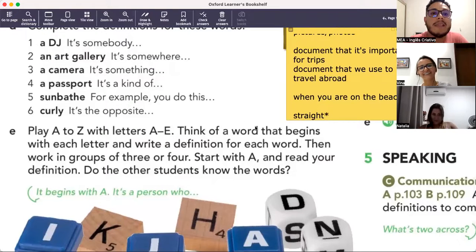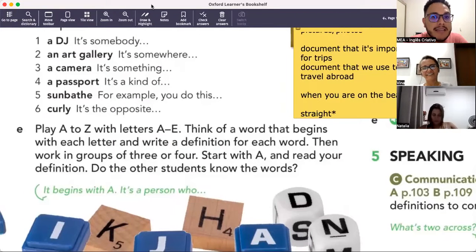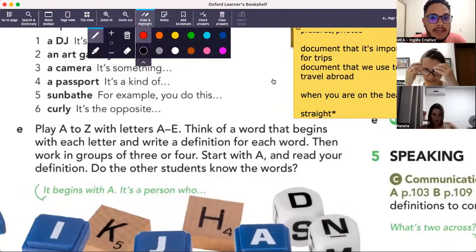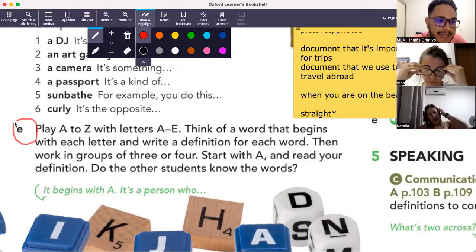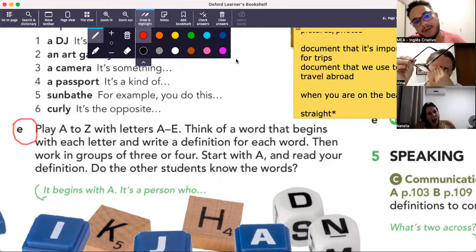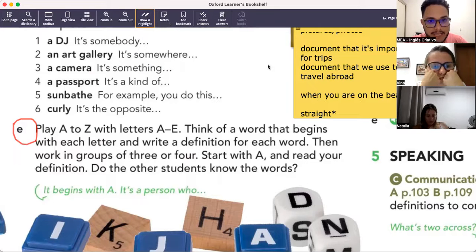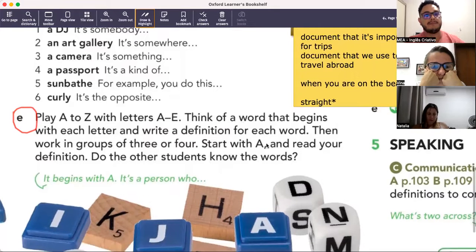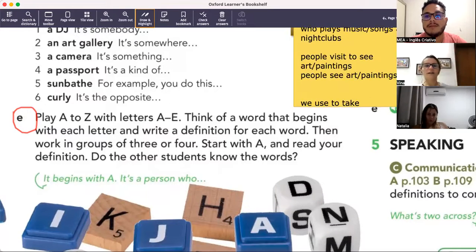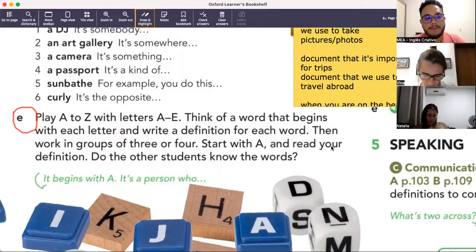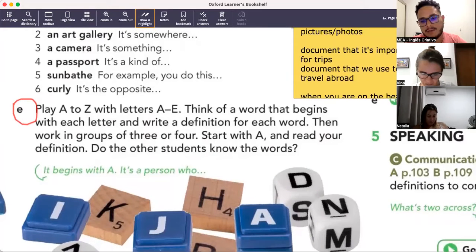Okay, guys. We are going to do this letter E next class when Chris is here, okay? Because it's very important. You're going to create something like this. Read for me, Vina. Play A to Z with letters, A to E.